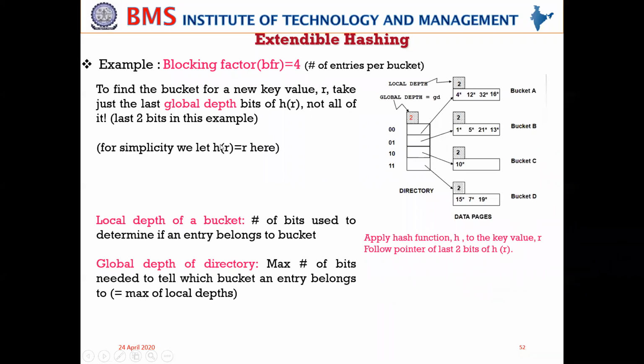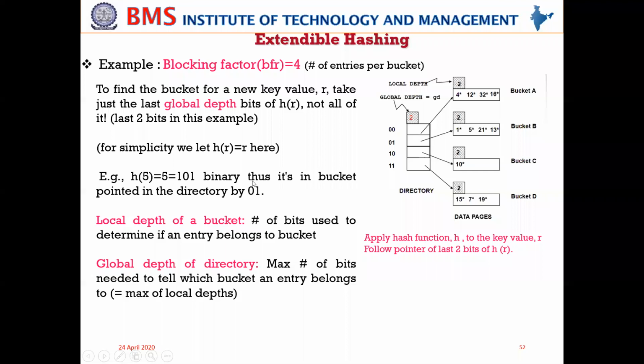For simplicity, as I told you, our main intention is not to concentrate on developing an efficient hashing algorithm. Instead, we are trying to understand how extendable hashing works. That's the reason here we have considered h of r as a simple hashing function, and the output it gives is nothing but the same value in terms of binary. For example, h of 5 is equal to 5.